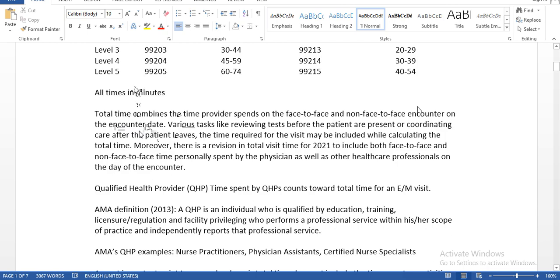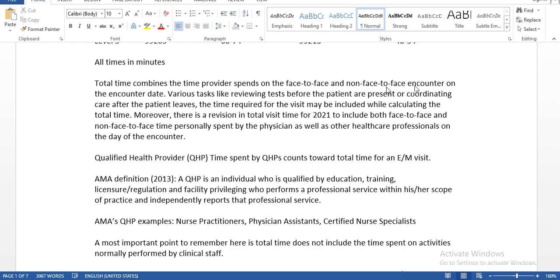So total time combines the time the provider spends on the face-to-face visit and non-face-to-face encounter on the encounter date. So here we need to consider both face-to-face as well as non-face-to-face time on the date of the encounter with the patient. Various tasks, like reviewing tests before the patient is present or coordinating care after the patient leaves, may be included while calculating the total time. So these are all included in the total time. Anyway, don't worry, we have points below, so we can learn easily.